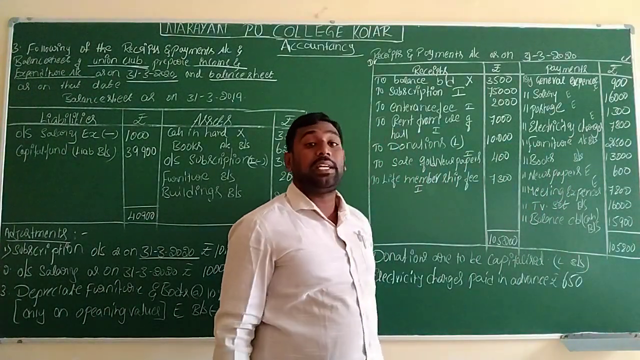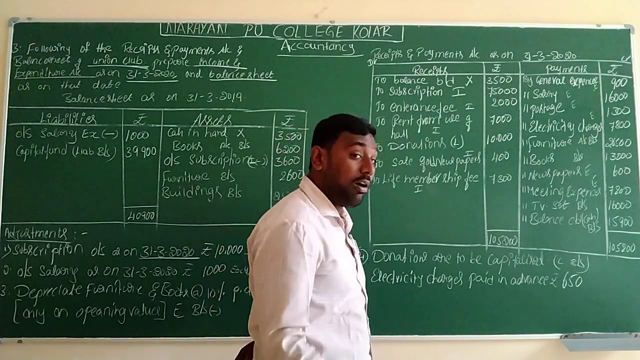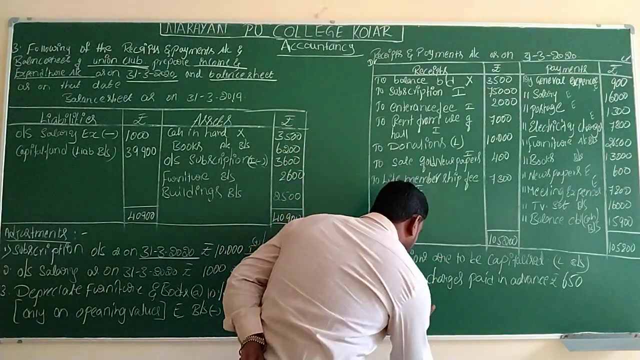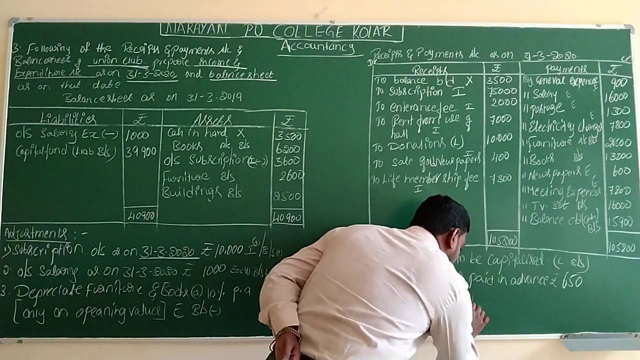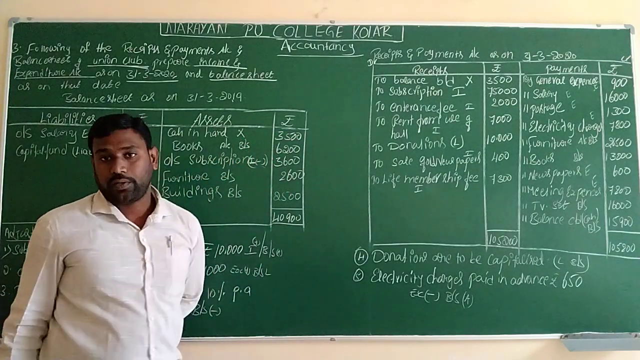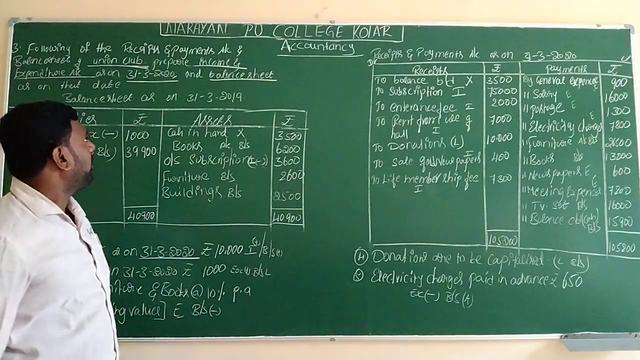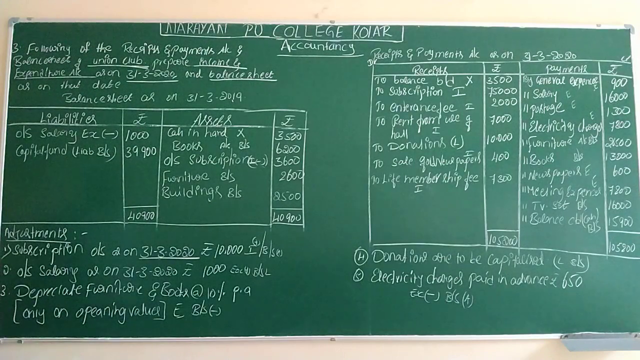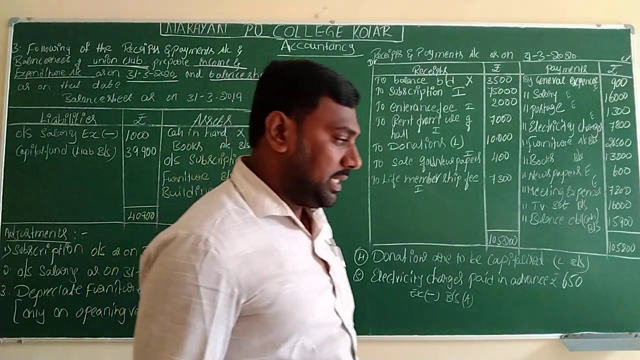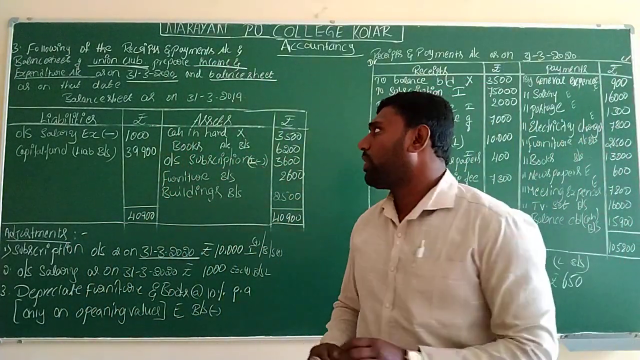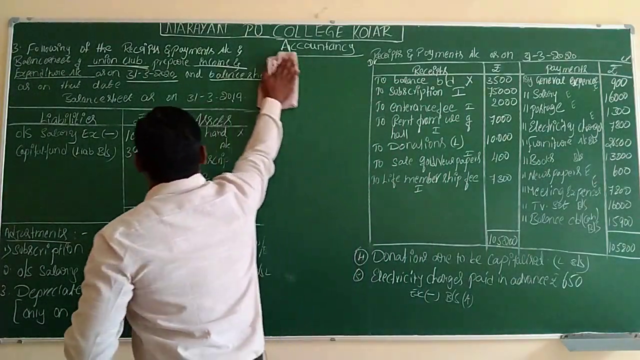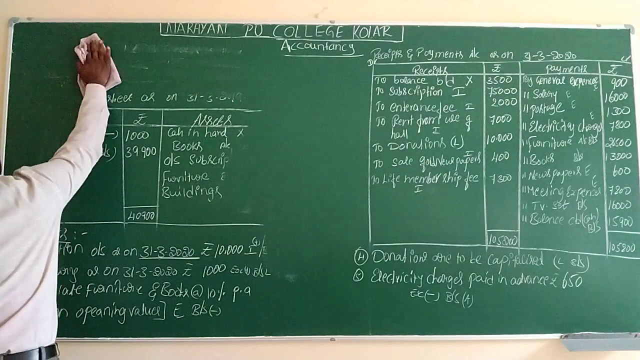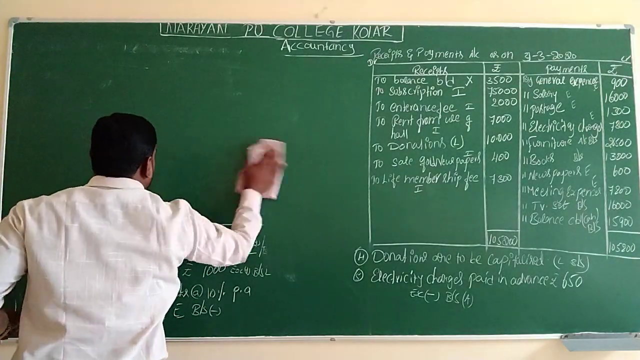Electricity charges paid in advance, it is nothing but prepaid, already we are paying. Therefore, expenses minus, and balance sheet assets, we have to record it. So finally, what we have to do, we have to prepare the income and expenditure account as well as the balance sheet as on 31st March 2020. So let's move to prepare the income and expenditure account from the following information. Let's draw the forms for the income and expenditure account.